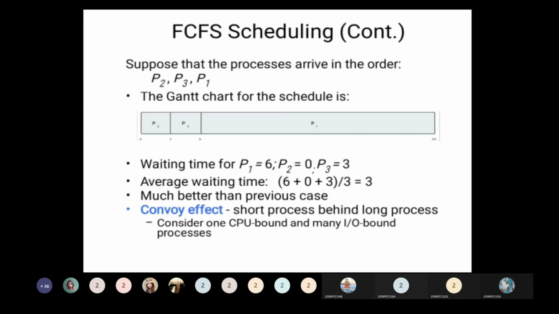So when you have processes of this nature, we call this effect the convoy effect, that is, keeping shorter processes in terms of burst time behind the longer process will lead to more waiting time for the shorter process than the necessary burst time. So that is what is called the convoy effect.